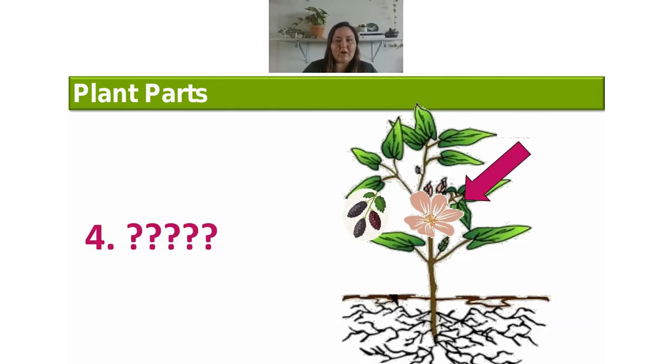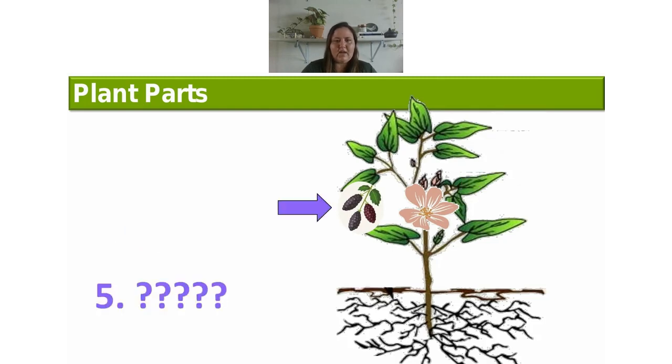You might think of this part of the plant as a very pretty one, and sometimes it even smells really nice. It's the flower. The flower helps the plant reproduce by attracting insects with their pollen and nectar.